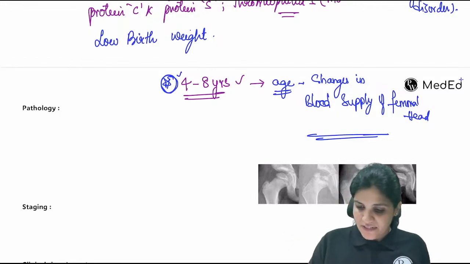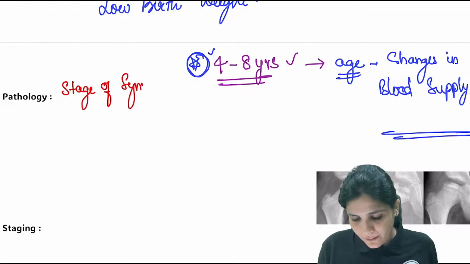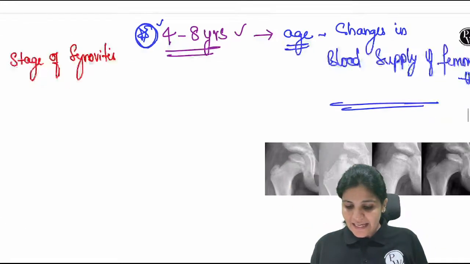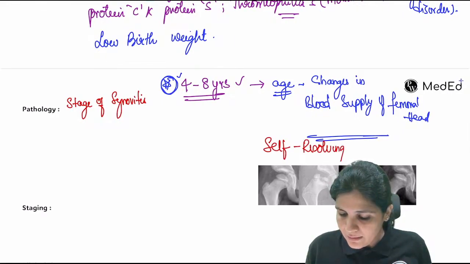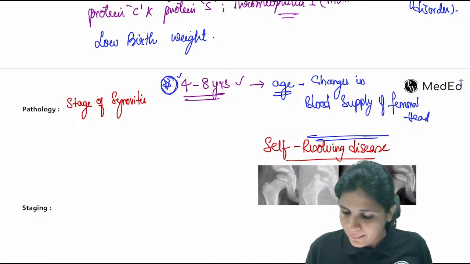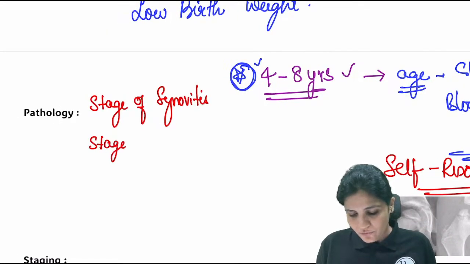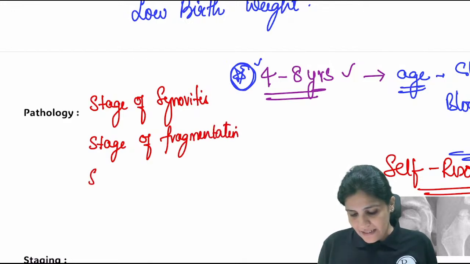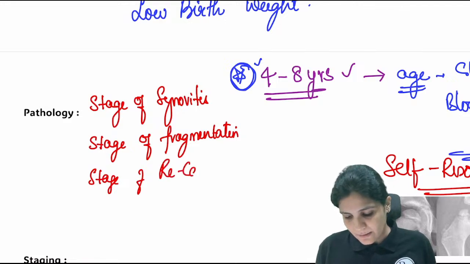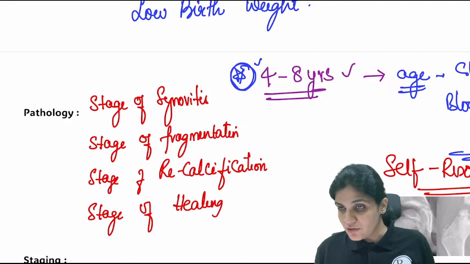So what happens in Perthes disease? First, there will be a stage of synovitis. Perthes disease is a self-resolving disease. What you have to remember is this is a self-resolving disease. So it goes through certain stages. First is the stage of synovitis. Then it is the stage of fragmentation, right? Then it is the stage of recalcification. Then it is the stage of healing, right?